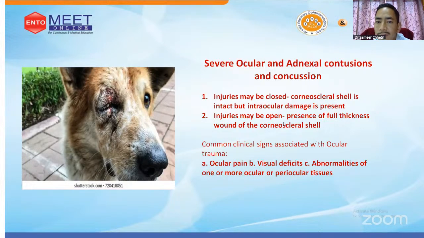Now coming to severe ocular and adnexal contusion and concussion. Injuries may be closed, that is, the corneoscleral shell is intact but there is intraocular damage. And injuries may be open, where there is a full thickness wound of the corneoscleral shell. So what are the common clinical signs associated with ocular trauma? We see ocular pain, visual defects, and abnormalities of one or more ocular or periocular tissues.